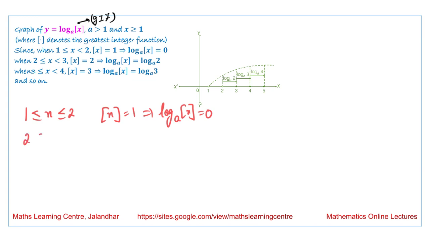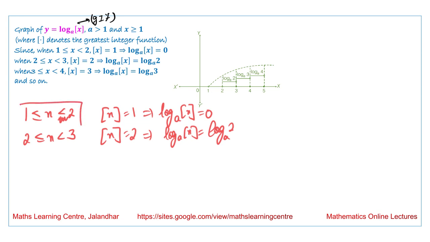Next, when 2 ≤ x < 3, this is not equal to, it is less than 3, then we have the greatest integer of x equal to 2. This implies log_a [x] = log_a 2. So for the region 1 to 2, the answer we have is 0.